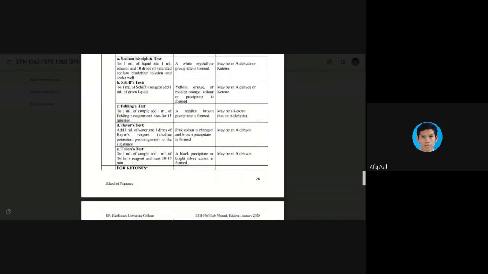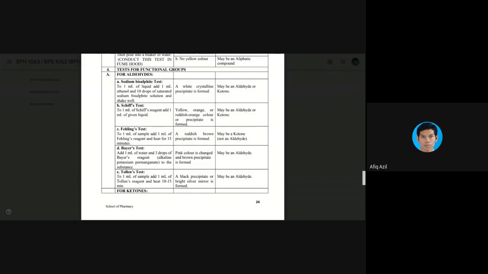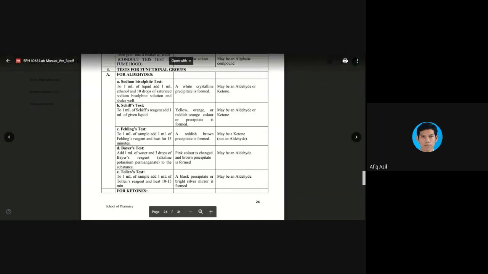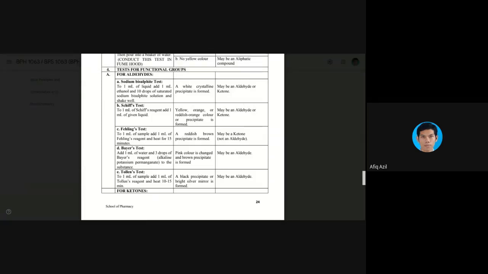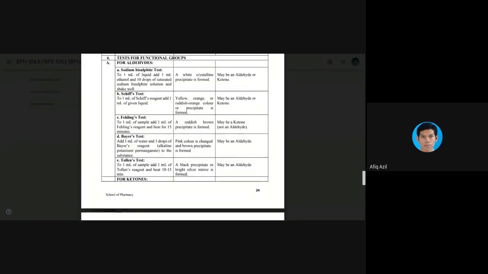Then after you did that, number 4 will be the test of functional groups. There are 3 functional group tests for this experiment. You have to do them for aldehydes, for ketones, and also for esters. Some of the tests for aldehydes and ketones are the same, but all 3 reactions for esters would be different. So let's take a look at aldehyde first.